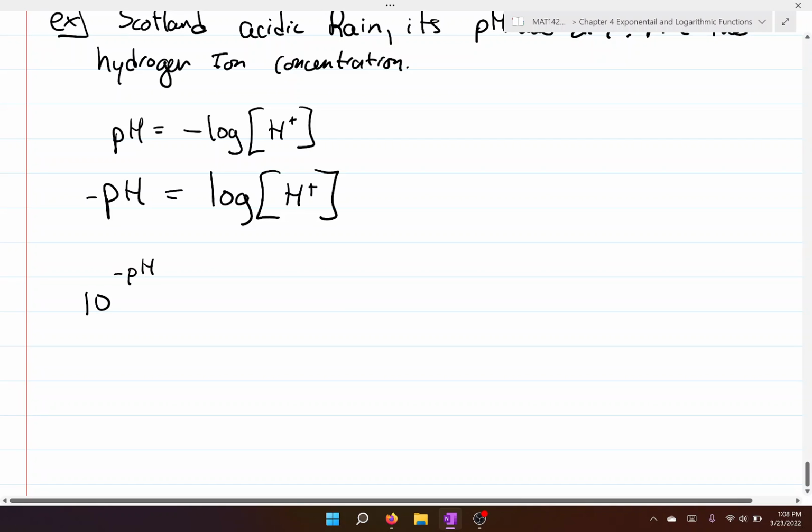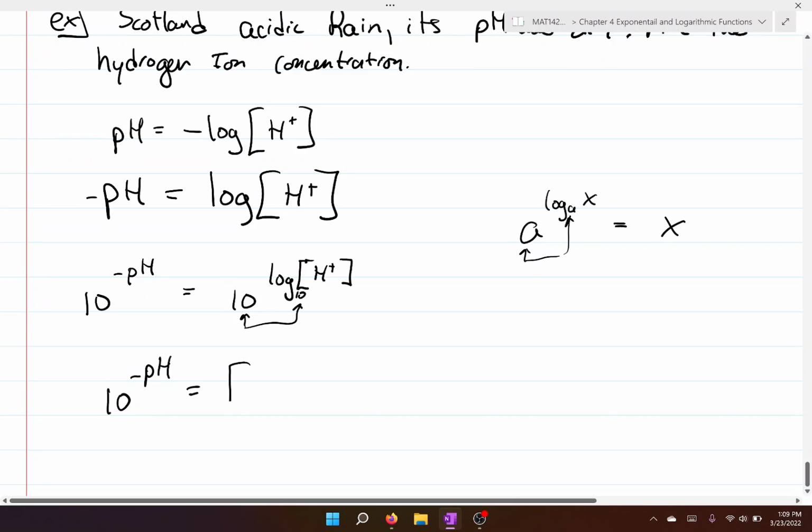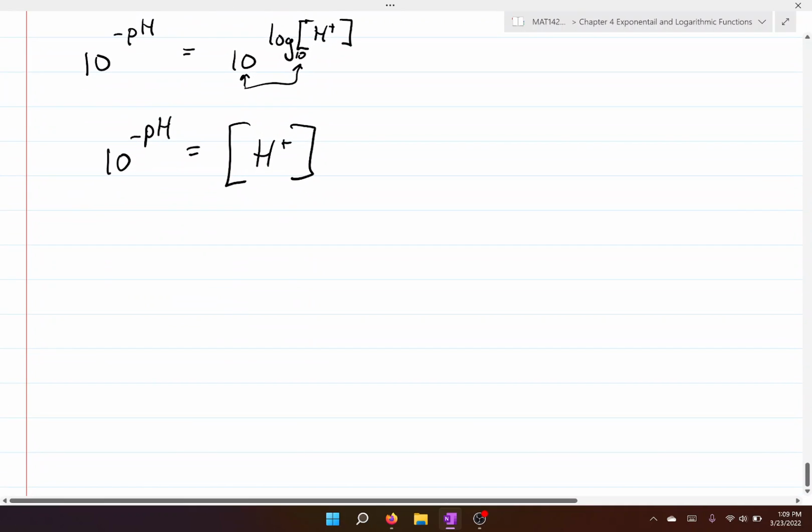And by doing that, remember, there's that one property, a to the log base a of x equals x. As long as these match, you can simplify it. So even though we write log, remember this is log base 10. Since these match, it basically cancels itself out. And what we've just found is a formula that will determine the hydrogen ion concentration.